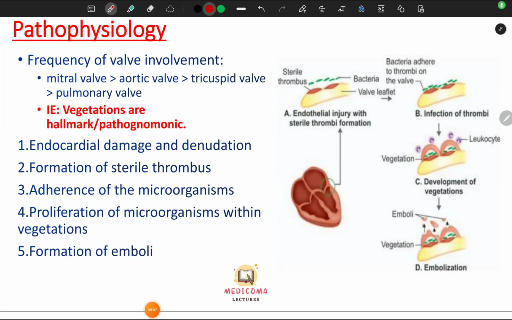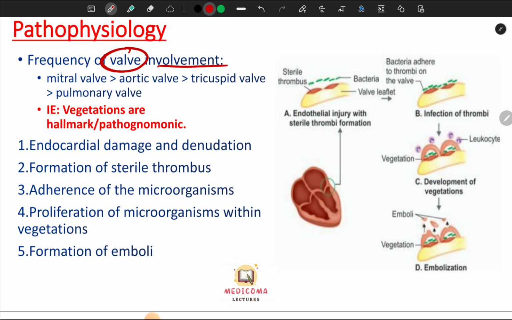Now we will discuss the pathophysiology of infective endocarditis. This is the most important point in the pathogenesis of infective endocarditis. As we know, it's a bacterial infection. So what are the important valves which can be involved in infective endocarditis? This is the sequence.